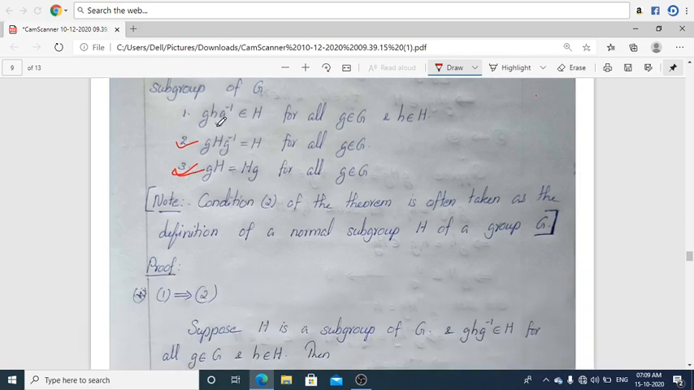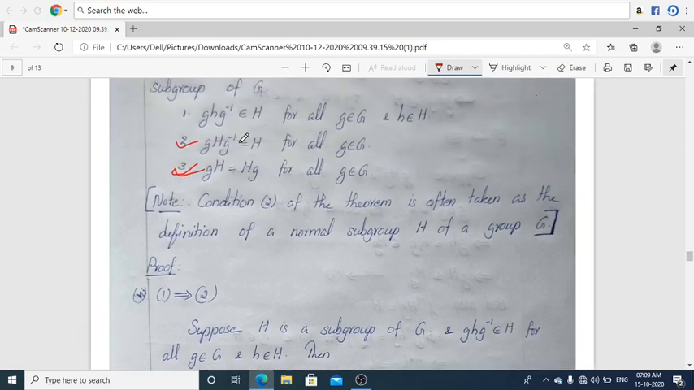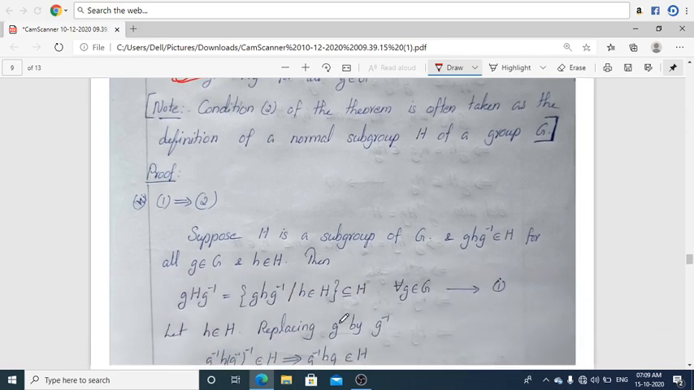So first, 1 implies 2. Assume gHg⁻¹ is an element of H for all g element of G and h element of H. Then we want to prove that gHg⁻¹ is equal to H. To show two sets are equal, we show one is a subset of the other and vice versa: if A is a subset of B and B is a subset of A, then A equals B. That is the method I use here.